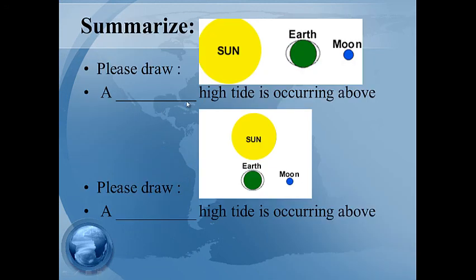So, summarize. You can always do your own, but you can do mine here. Draw some pictures and try to determine which type of high tide is occurring above, and draw the picture below. Once again, write a sentence that describes the tide that's occurring in this diagram. Go ahead and pause this while you do your summary, for 20 easy points.